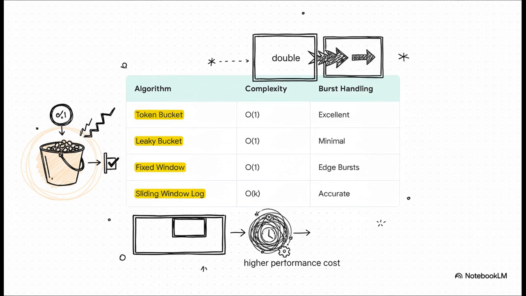And this chart really drives the point home. You've got other algorithms, sure. The fixed window is simple, but it has this nasty bug at the window's edge that can let in double the traffic. The sliding window log is super accurate, but it costs you more in performance. When you look at the whole picture, if what you need is that perfect combo of O(1) speed and the ability to handle bursts gracefully, the token bucket really is the king.